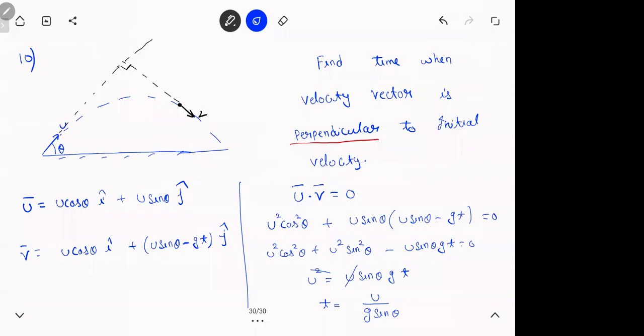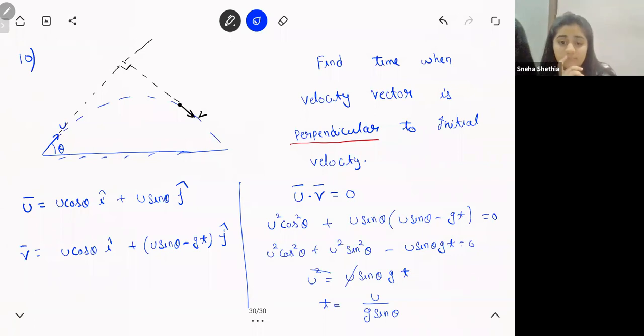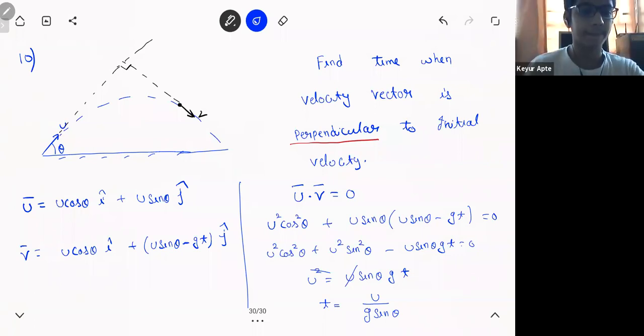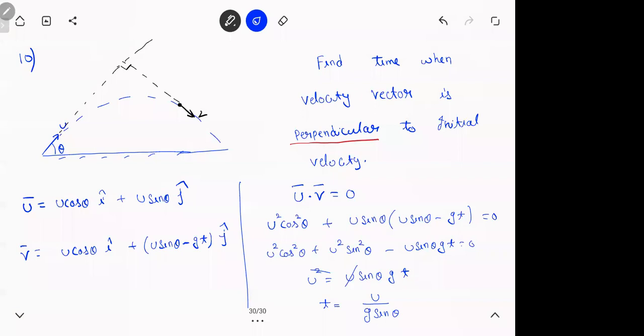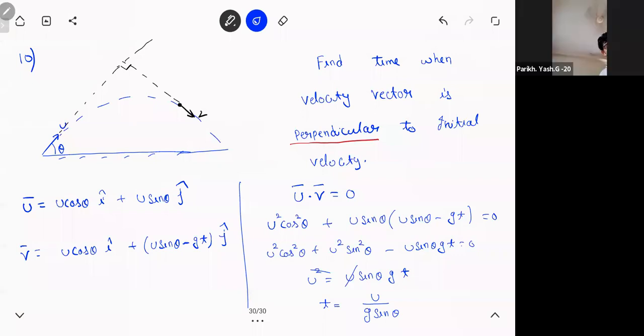Okay. Sneha, everything clear so far? Yes. Purja, everything fine? Fine. Vansh? Keyur? Yes, sir. Okay. Turning the page. Yash, turn the page. Yes, sir. Okay.